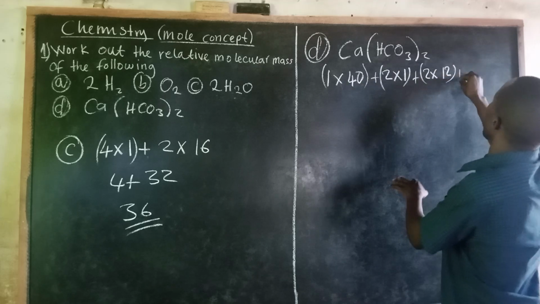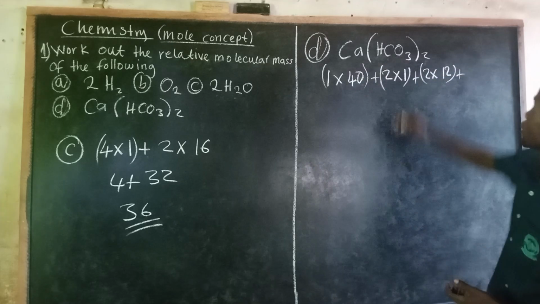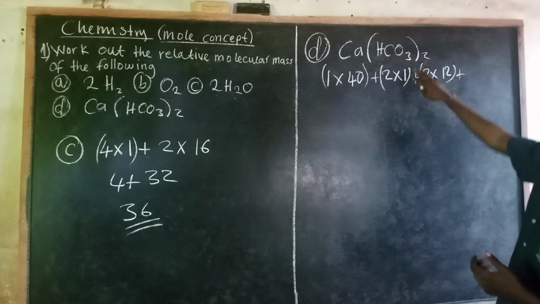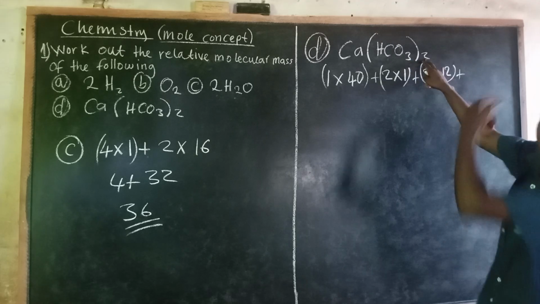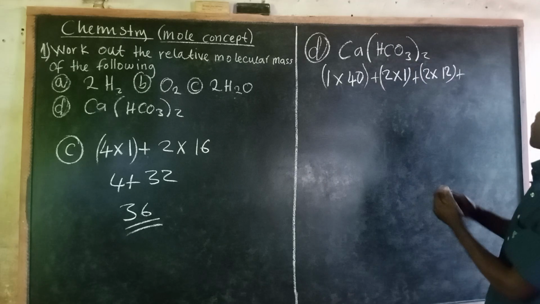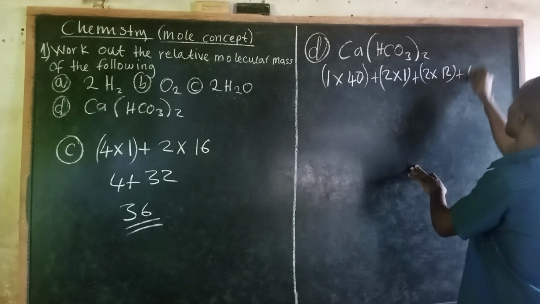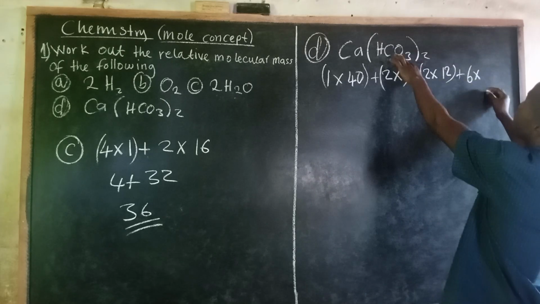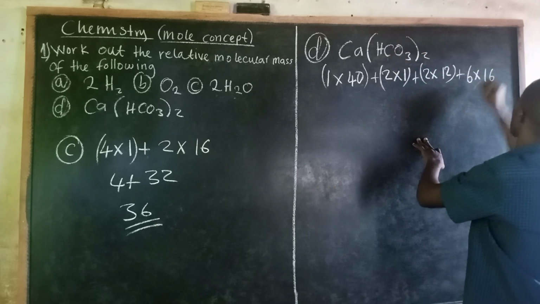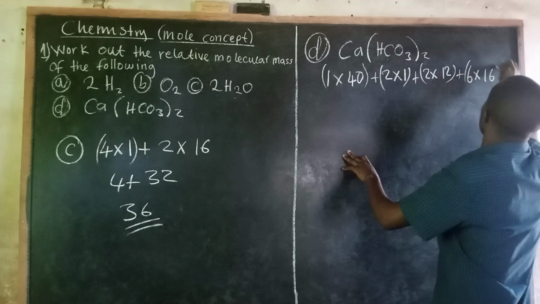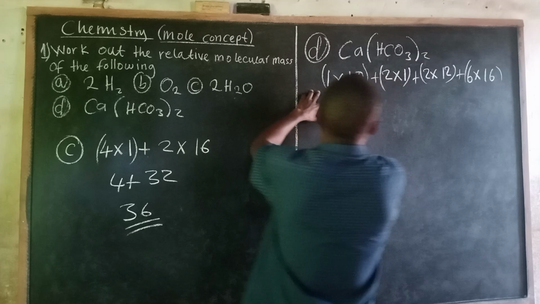Okay, then plus, we come to oxygen. Oxygen inside there, how many atoms? There are 3. So 3 times 2 outside. The number which is outside, we are going to have 6. So it means we have 6 atoms of oxygen. So we are going to say 6 times. Then the mass number for oxygen is 16. Okay. So there now we can simplify further.